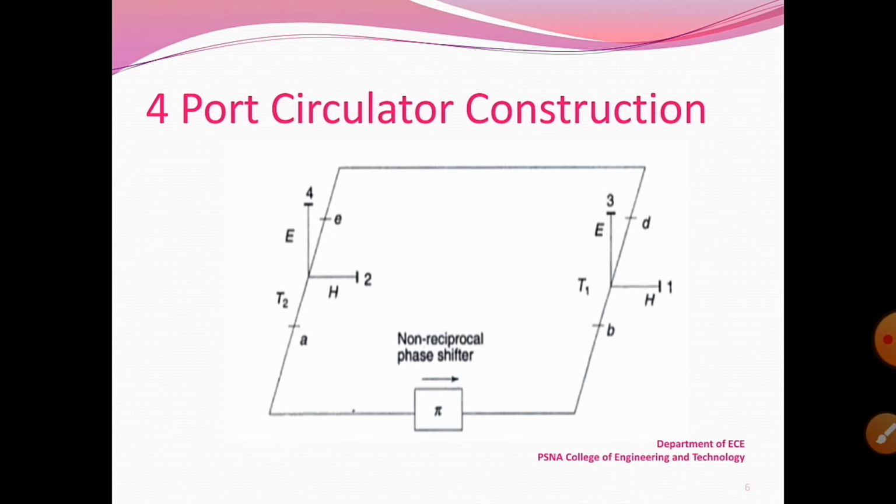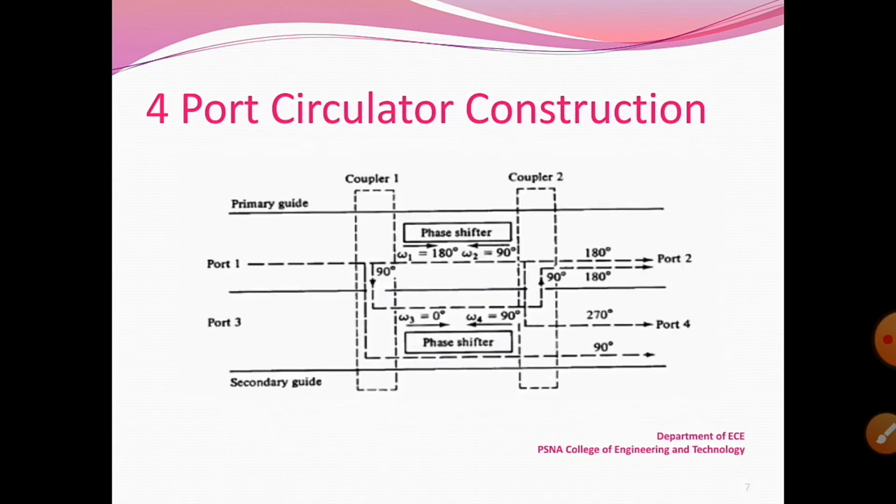Similarly, if we are giving the input at port 3, the output will be obtained at the port 4. So similarly, if I am giving the input at the port 4, the output will be obtained at the port 1. Now this is the construction of a 4-port circulator by using the second method.